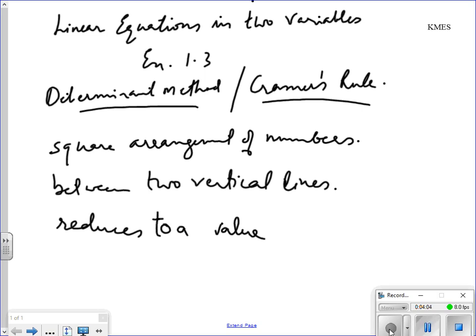Once again, what is a determinant? It is a square arrangement of numbers between two vertical lines which always reduces to a value. We are interested in finding the value of a determinant. Let us try to understand this in a little bit more detail.